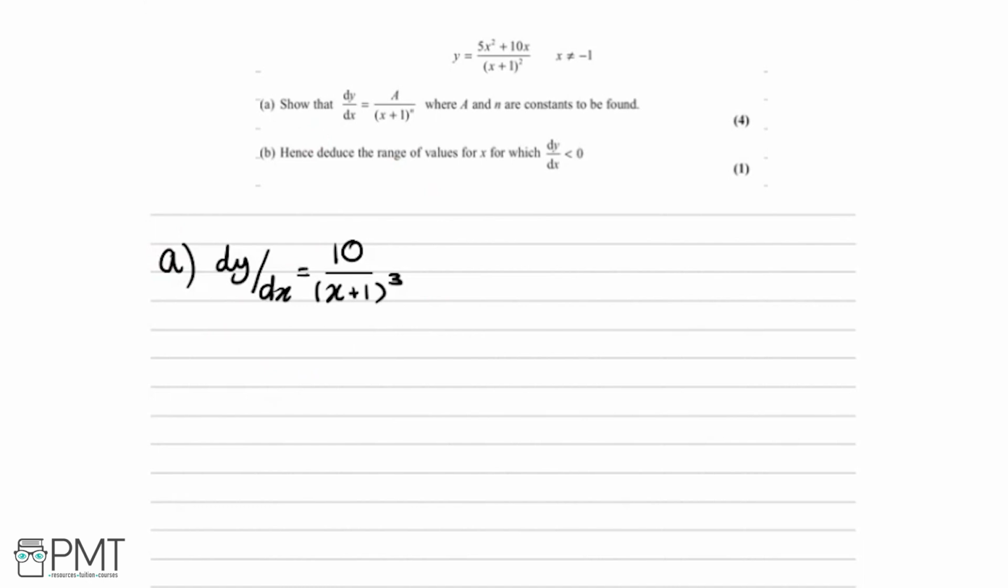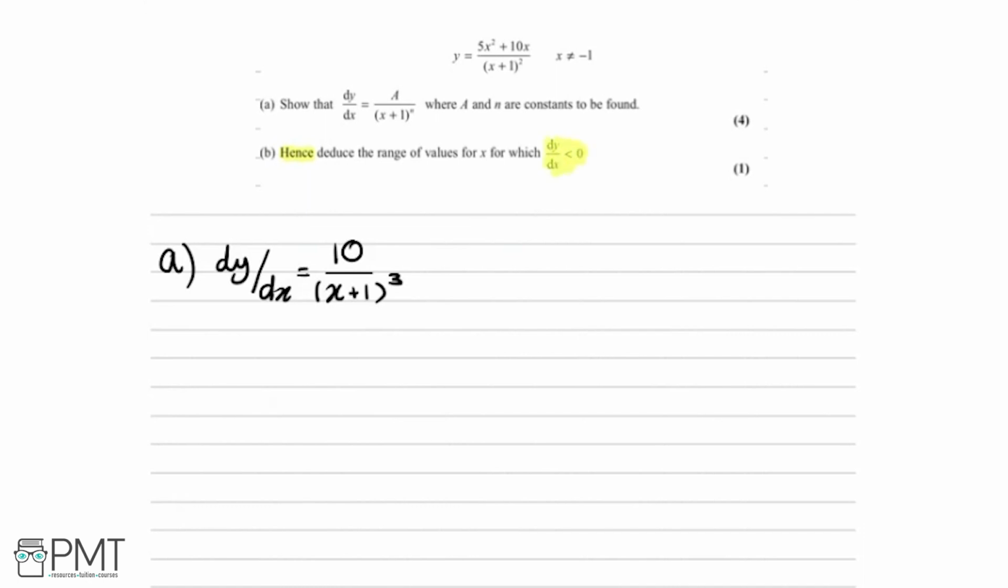Right, so we worked through part A and we found out what dy by dx is. Now we're going to work through part B. And part B says, hence, introduce the range of values for x for which dy by dx is less than 0. And this is just a 1 mark question. We can see the question uses the word hence, so it means that we need to use our answer from part A when trying to answer part B.